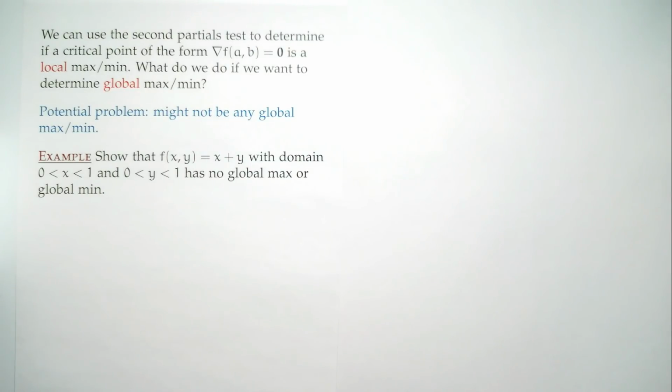Now, as a consequence of the fact that I'm using a local approximation, that second order Taylor polynomial, I can only say something about local behavior. So the goal today is to say, what if I don't want local max or min? I want global max or min, or you might say the absolute max and absolute min. How do we go and do that?